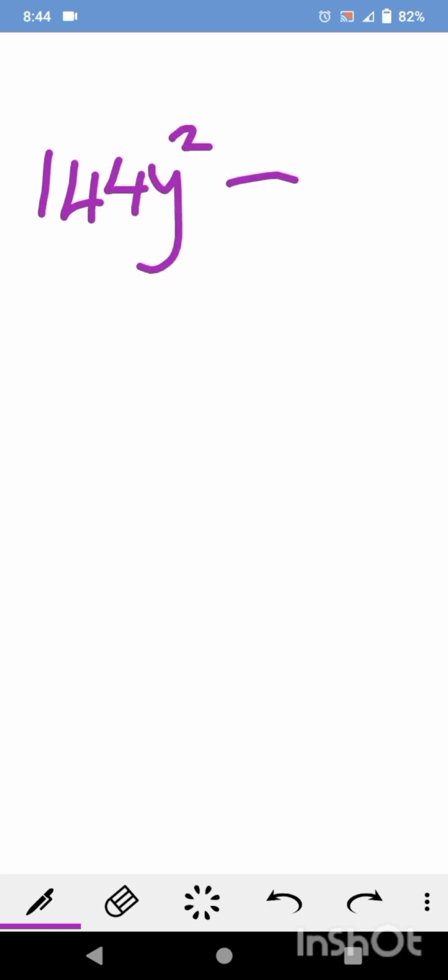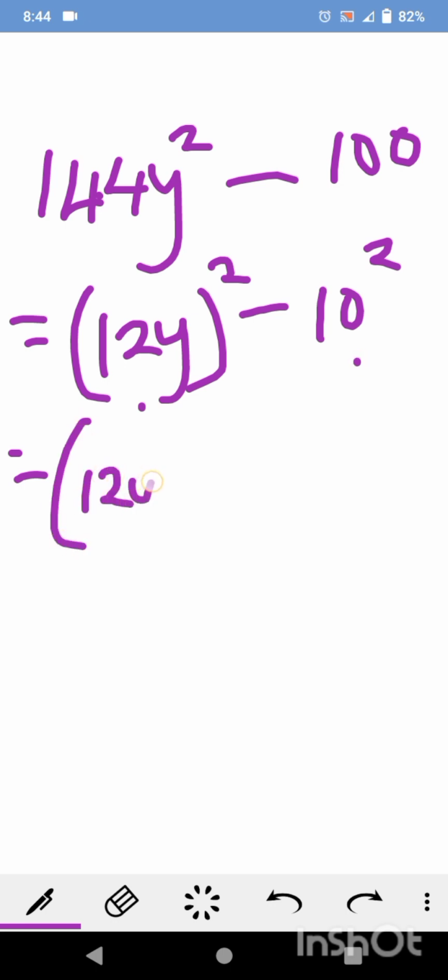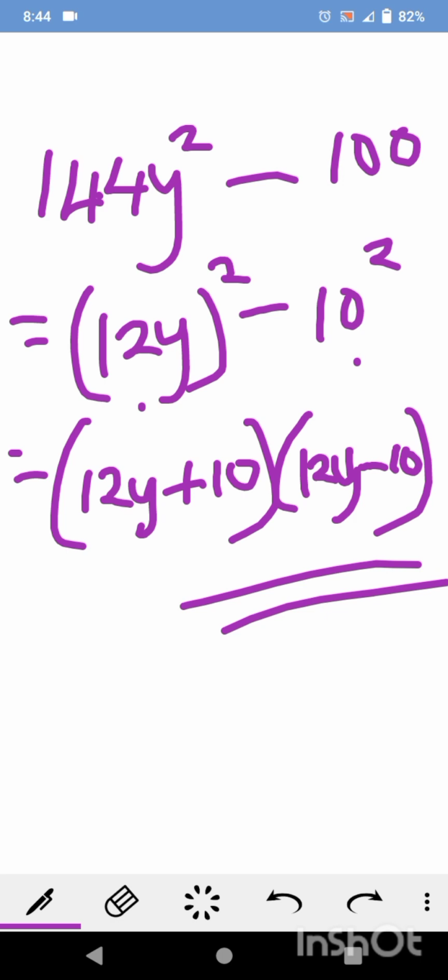Let's have another example. Let's say we'll have 144y squared minus 100. The 144 can be 12, and with the y alongside, all of them will be squared. So the 100 will be 10 all squared. This is your a squared minus b squared. So it now becomes 12y plus 10, then 12y minus 10. All right, that's the factorized form of this. I think we have other examples to take as well.